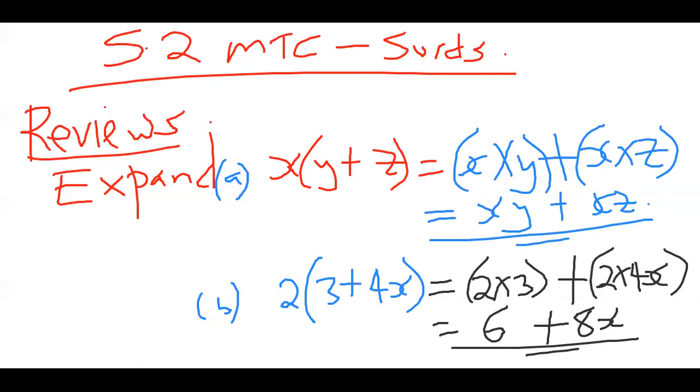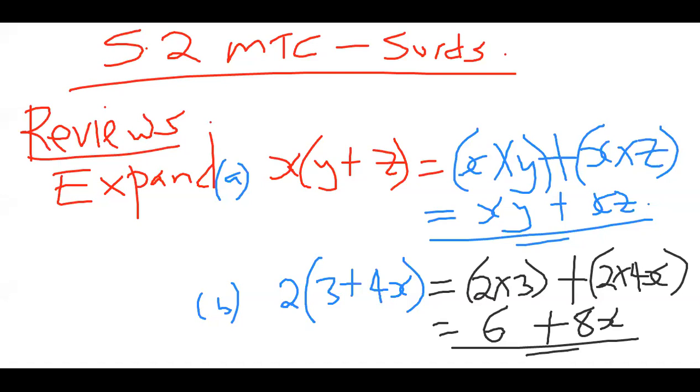Hope that you've done that already. Then the second part is 2 into brackets 3 plus 4x. When you expand that, you still multiply the 2 by whatever is inside that bracket. So 2 times 3, plus 2 times 4x, gives us 6 plus 8x. We're going to have very many examples here before we go to our surds.